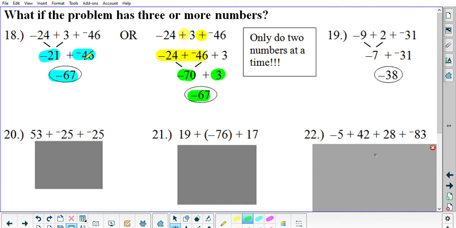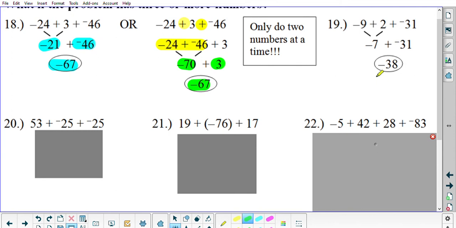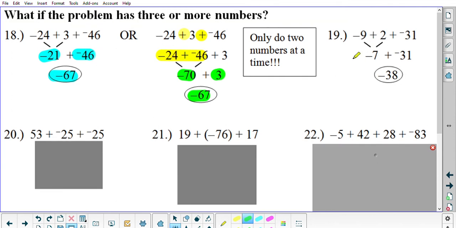Do you want to switch the order so that way you do the two negative numbers together first, if there are two negative numbers, and then do the negative and a positive at the end? Or do you want to just go left to right? It honestly doesn't matter. Both ways will work. On number 19, I just went left to right.